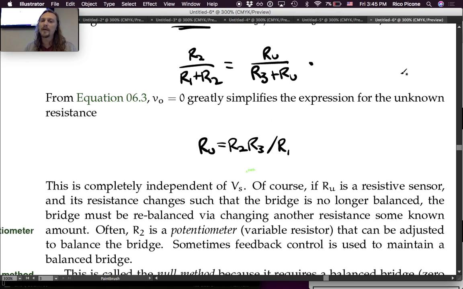It's completely independent of Vs, right? The Vs canceled, which is nice. So you can have 12 volts going in, 20 volts going in, doesn't matter. Your measurement comes out the same. You don't even have to know what it is. Well, you have to know that it's non-zero.